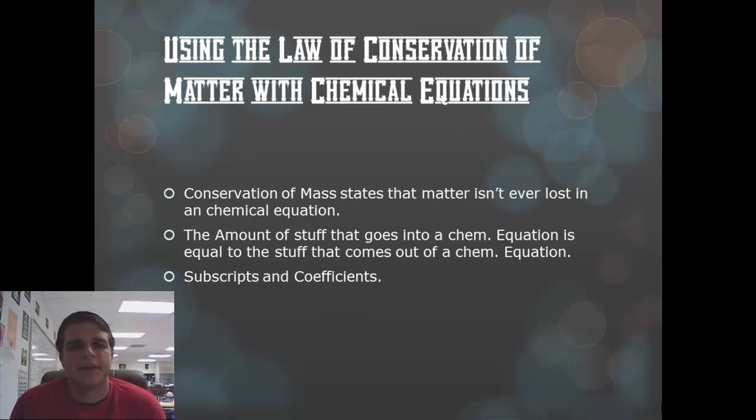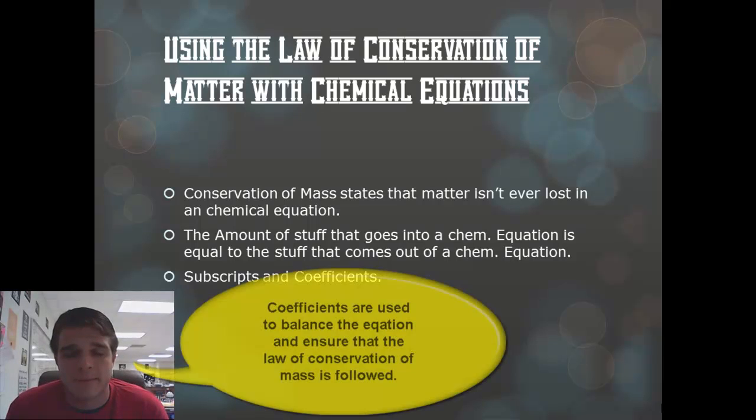So how can we use the law of conservation of matter with chemical equations? Again, we know from the law of conservation of matter that matter can't be created or destroyed. What we start with is exactly the same as what we end with in terms of mass. Now, it may look different, that's probably going to happen, but it still contains the same amount of mass as what we started with. So we use these coefficients to help us balance the chemical equation and make sure that the law of conservation of mass is followed.